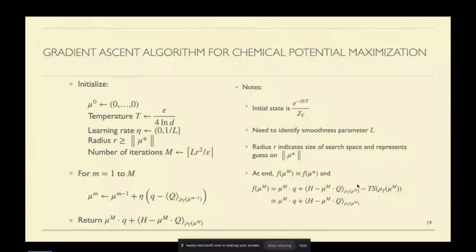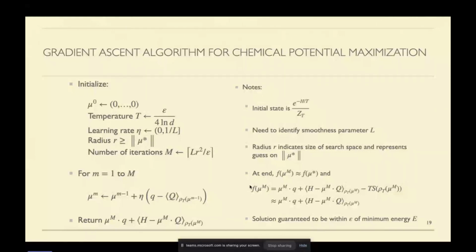Okay. And when we do this, as we said, entropy is less than log d. And so the error we incur when doing this approximation will be less than t log d, which we set to be epsilon anyway. So that's the classical algorithm. And if you run this for this number of steps, you're guaranteed to be within the desired accuracy. So gradient ascent is guaranteed to converge.